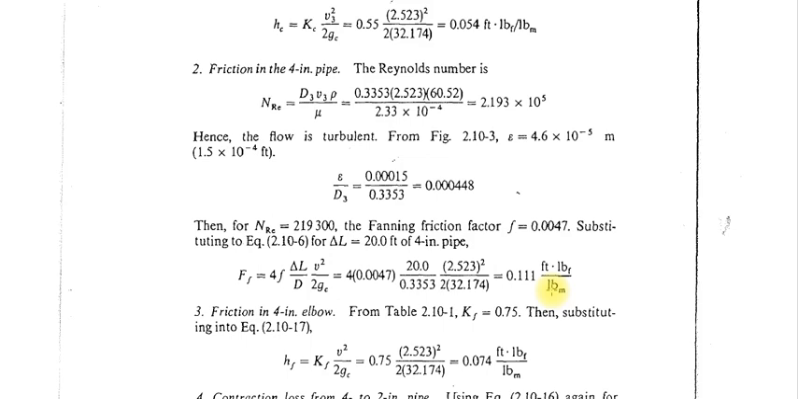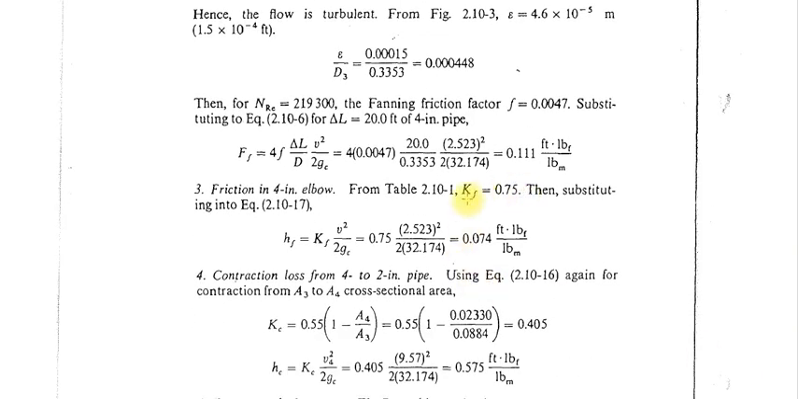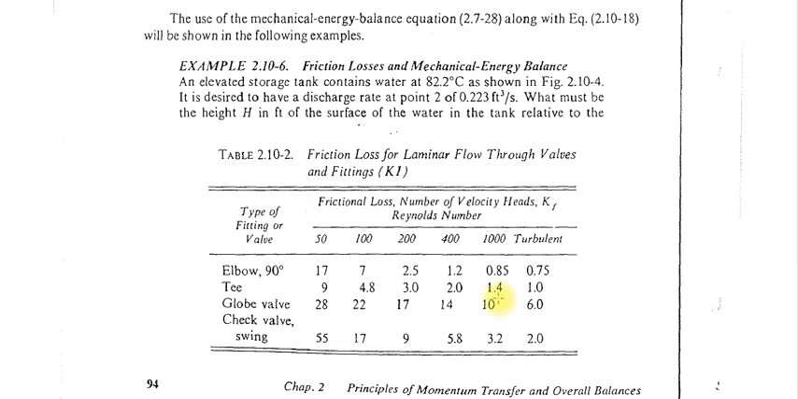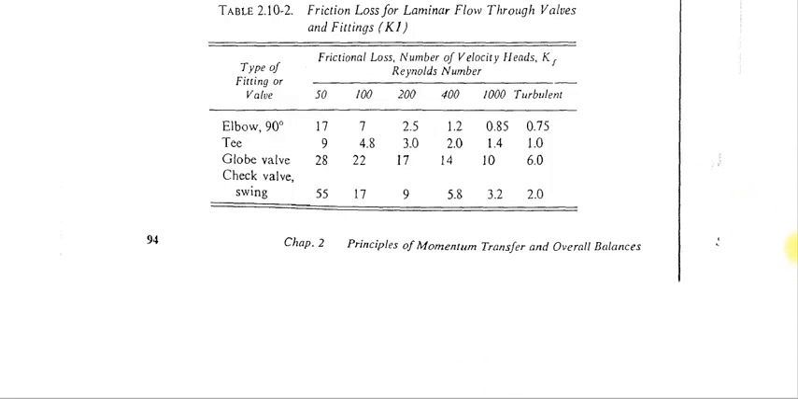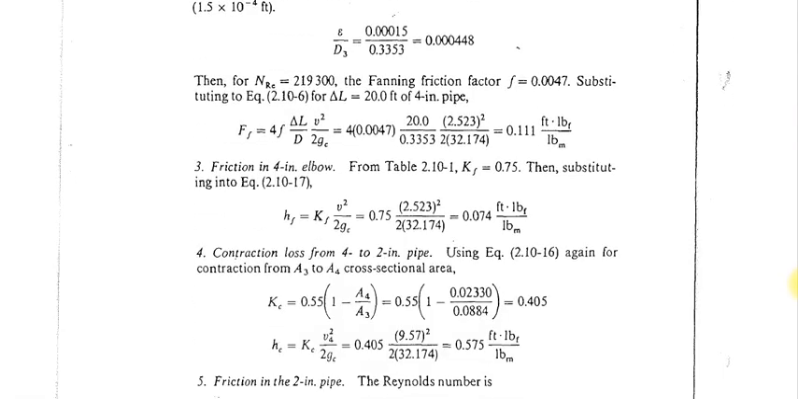Now you have to calculate the friction loss due to the 4-inch elbow. For the 4-inch elbow, Kf is already given as 0.75 because it is turbulent flow. In the turbulent flow table, for a 90-degree elbow it is 0.75, so it is already given to you. Just use the same value here.